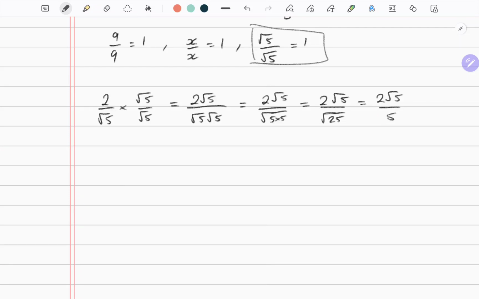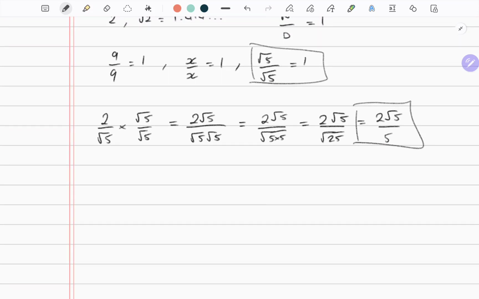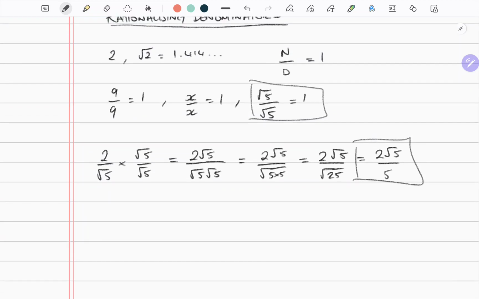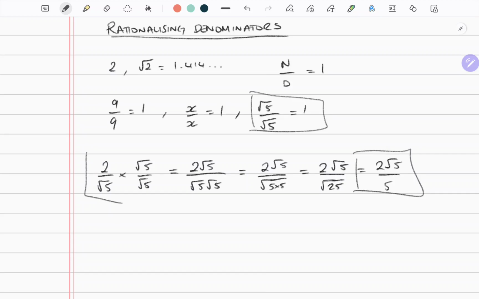So we are left now with a fraction that has a rational denominator, and that might be easier to work with depending on what you're doing. So that is why we do that. So quite simply, this 2 over the square root of 5 is the same as 2 square root 5 over 5. And that is how you would rationalize the denominator.